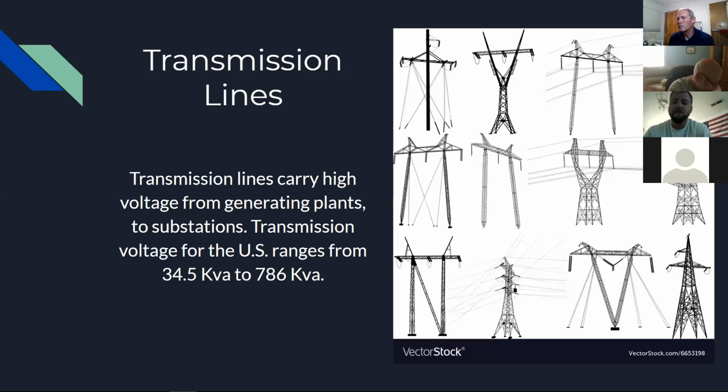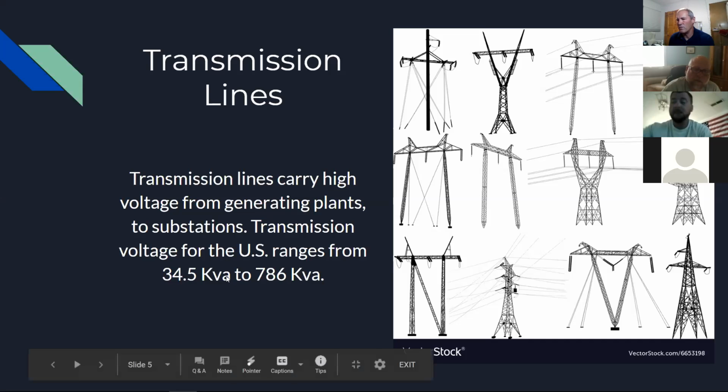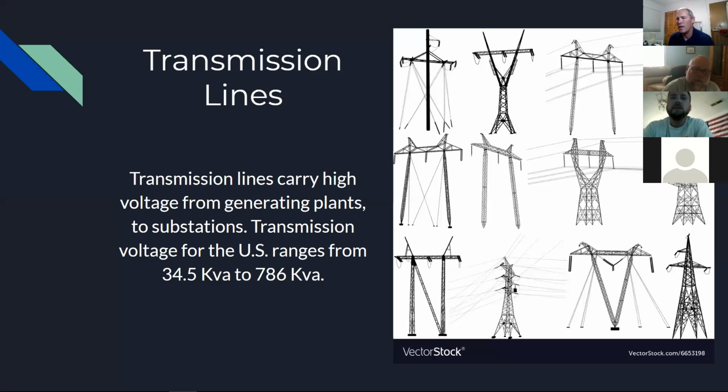And then we've got transmission lines, which carry high voltage from generating plants to substations. In the U.S., it generally ranges from 34.5 kV to 786 kV. Okay, same thing I told there. You watch your A's. A's refer to transformers, just kV refers to voltage on lines.